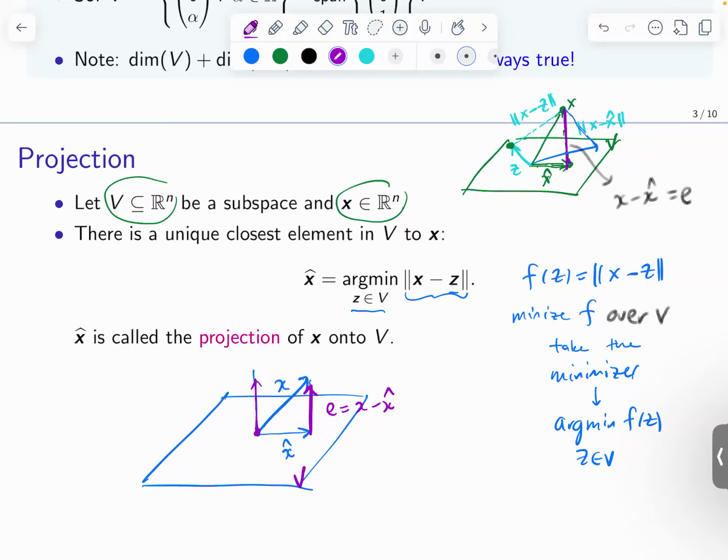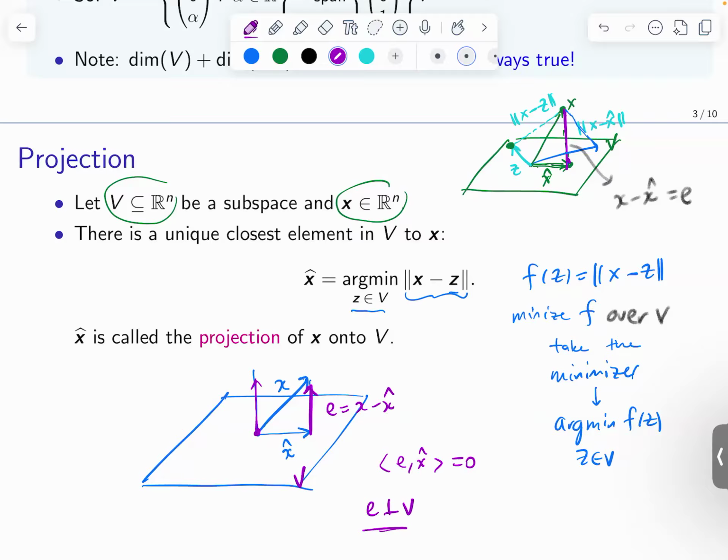The inner product of E and X hat is 0. This is true. But this is not enough to define the projection. There's more. E is orthogonal to more. Yes. Here's one. E is orthogonal to V. What's your name, by the way? Tina, okay. E is going to be orthogonal to any vector in V, including X hat.